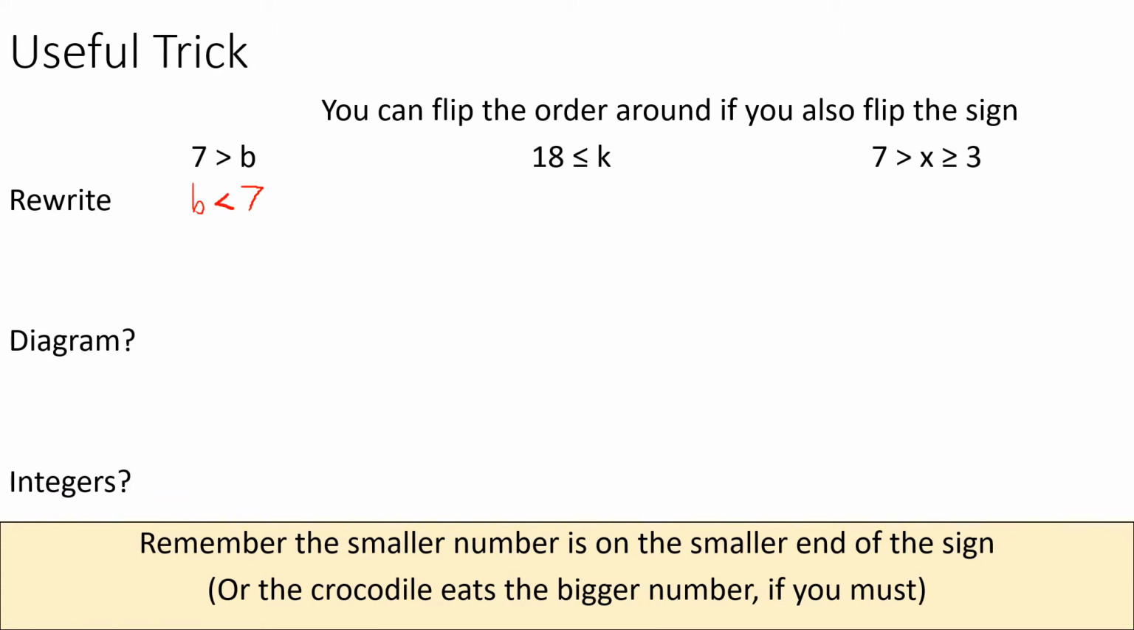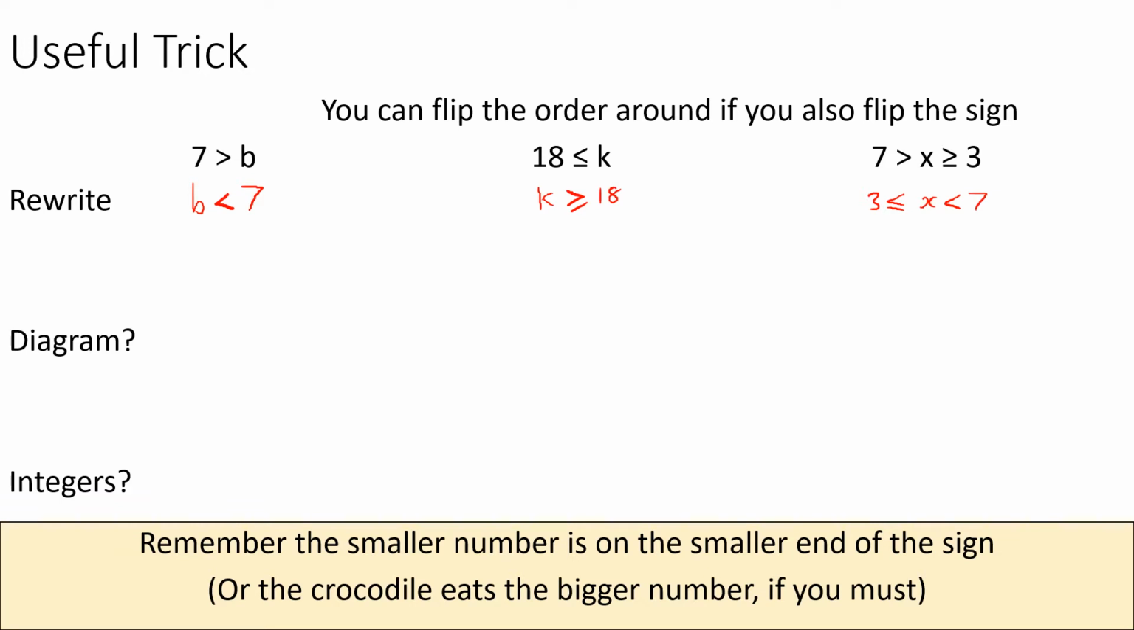This second one here, flip the order around, flip the sign around, is the same as saying k is greater than or equal to 18. And this last one here, flip the order around, 3 and 7 and x, and then change the signs. We actually need to put the greater than or equal to over here, and we need to put that over there. So it'll be 3 less than or equal to x less than 7. So if you find it easier to work with the algebra at the start, which a lot of people do, that's a useful way to do your rearranging.